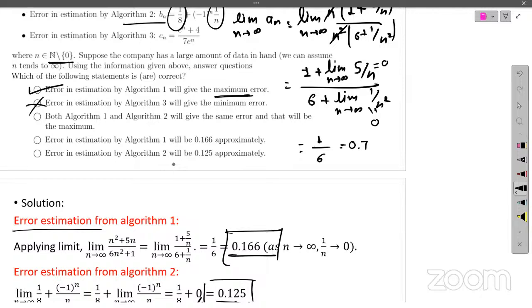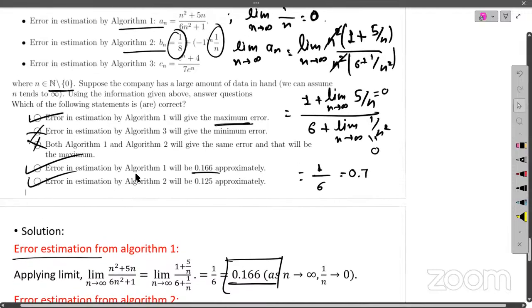Both algorithm 1 and algorithm 2 will give the same error, and that will be the maximum. That's also incorrect. Error in estimation by algorithm 1 is 0.16. That's what we already calculated, and this is also correct. So that's why the correct options are 1, 4, and 5.